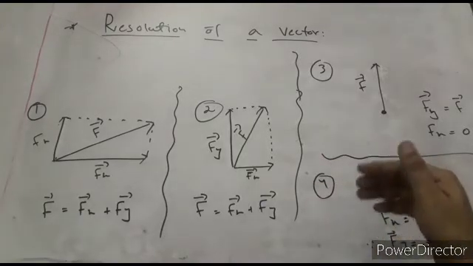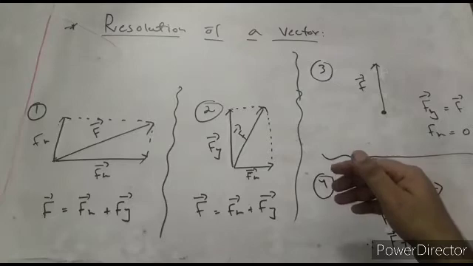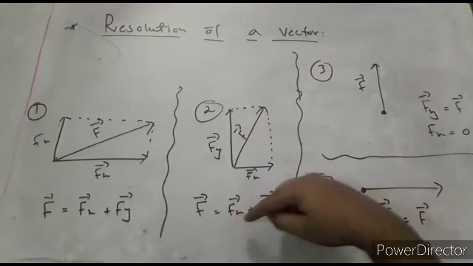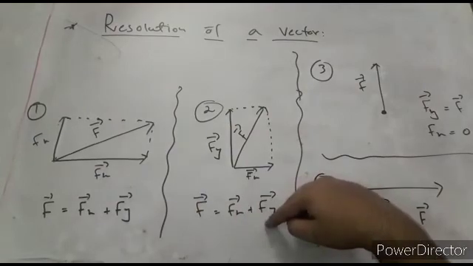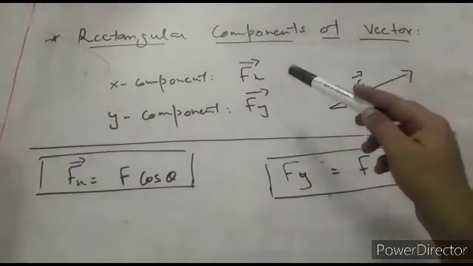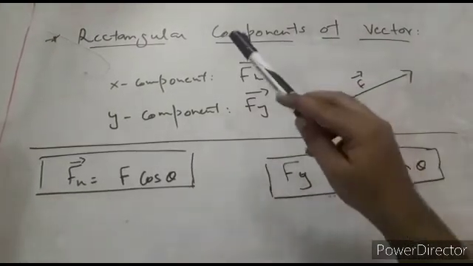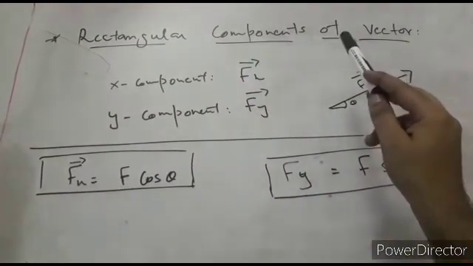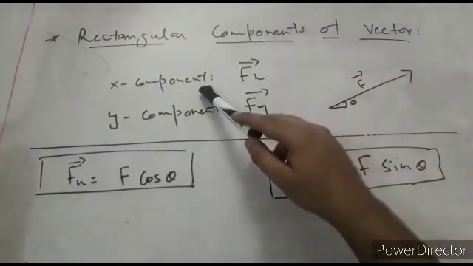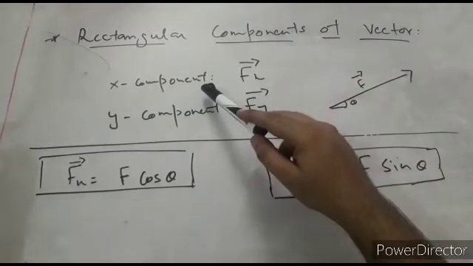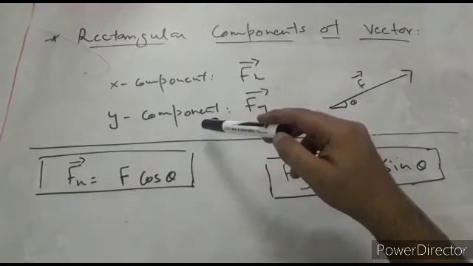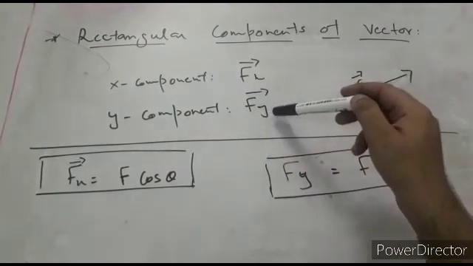So these are the 4 different cases of resolution of a vector, and we saw that we have these x and y components in different values. Students, now we have to study these components in detail. So we are starting the topic, the rectangular components of a vector. We resolved our vector into 2 components. The first component is the x component or horizontal component, and the second one is the y component, or we call it the vertical component, and their names are Fx and Fy.